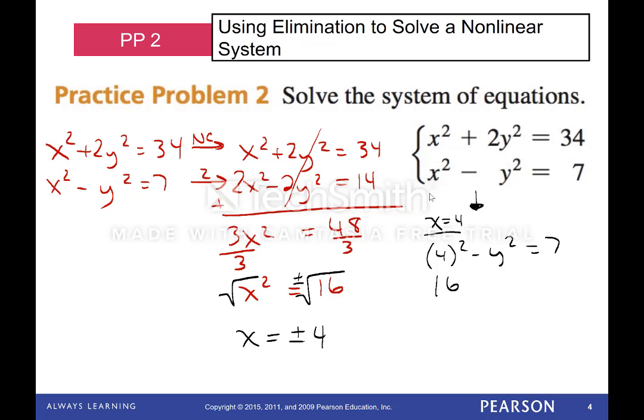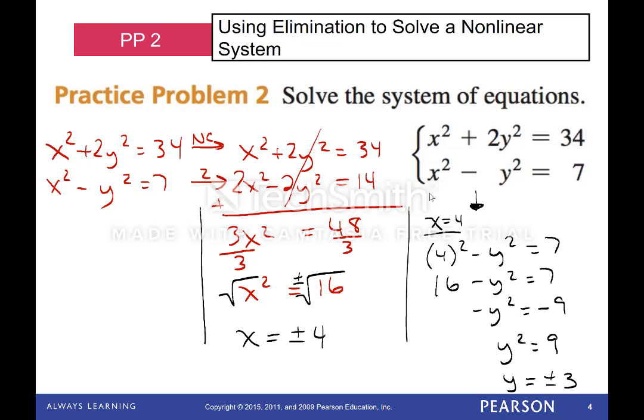I get 16 here. And then when I do that, I'm going to move this 16 over. That makes a negative 9 now on that side. And then since it's a negative y squared, I can drop both signs. And I have two answers from here as well. So in this case, I have myself a positive and negative 3. So a positive value of 4 gets me a positive or negative 3 y values. Okay, I'll keep that off to the side here. Let's go the other side.